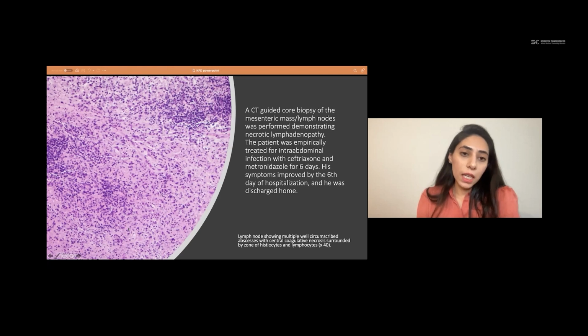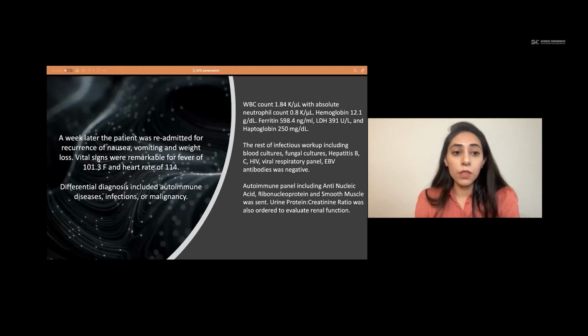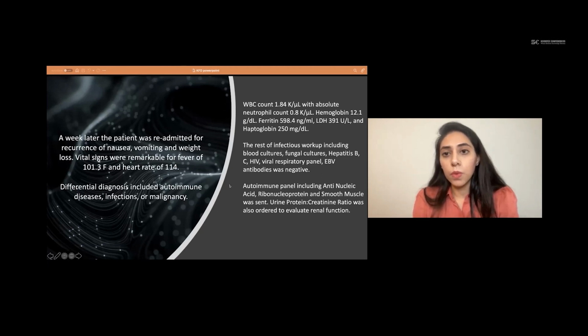However, the patient returned again after a week, and this time he had nausea, vomiting, and weight loss. Again, he was febrile to 101.3, and he had a heart rate of 114. At this time, we were thinking of the differential in terms of autoimmune diseases, infections, or malignancy. On readmission, his white count was 1.84, and he had an absolute neutrophil count of 0.8. So he was neutropenic. Hemoglobin was 12.1, ferritin 598, and LDH and haptoglobin are also given here. The rest of these are the remarkable results.